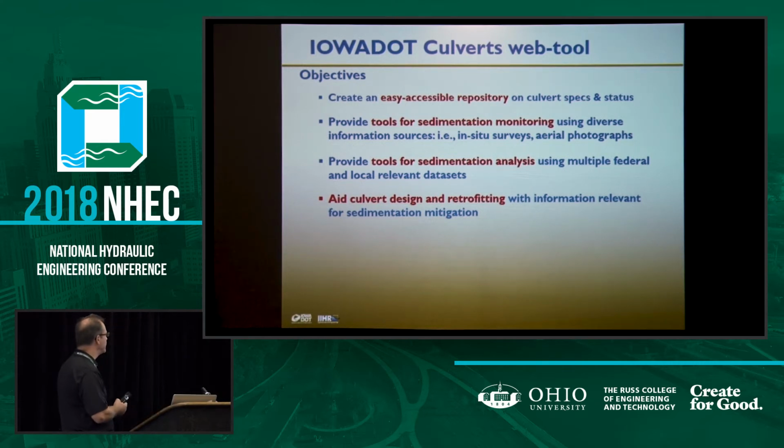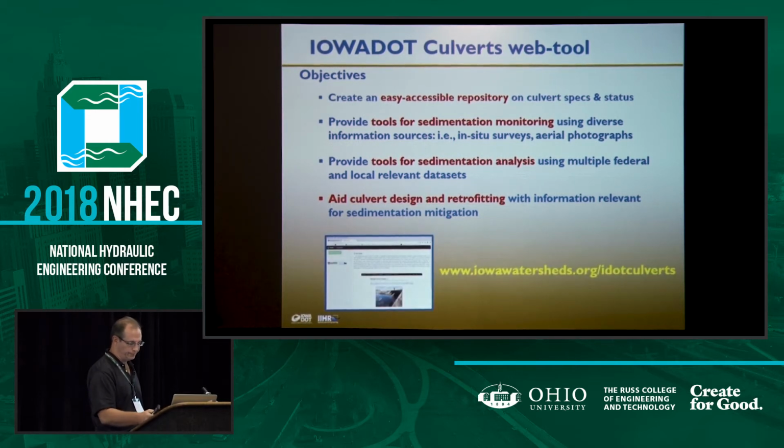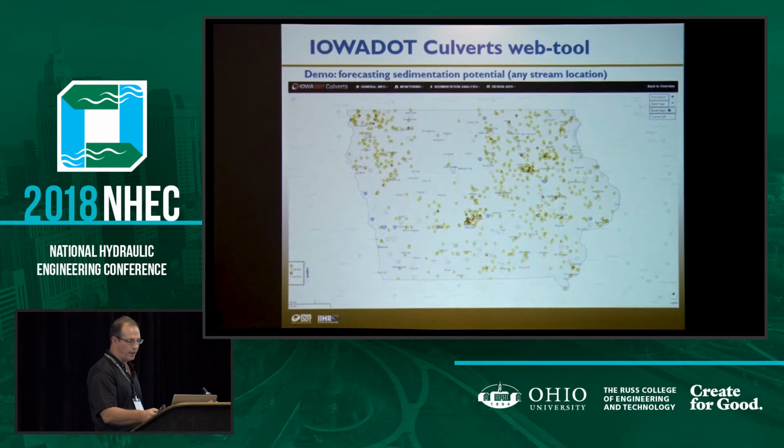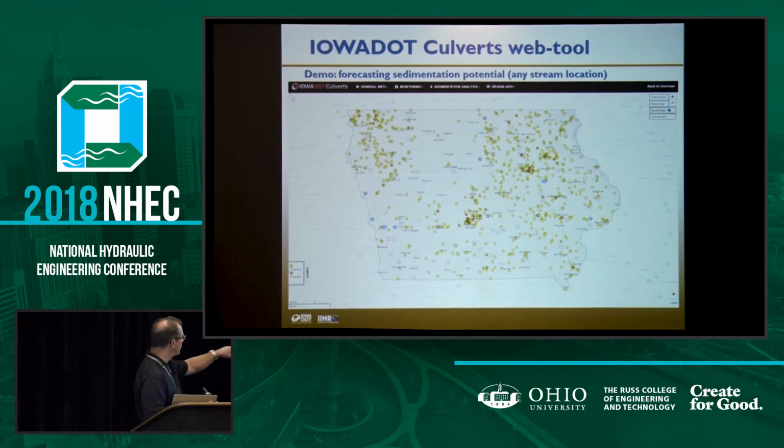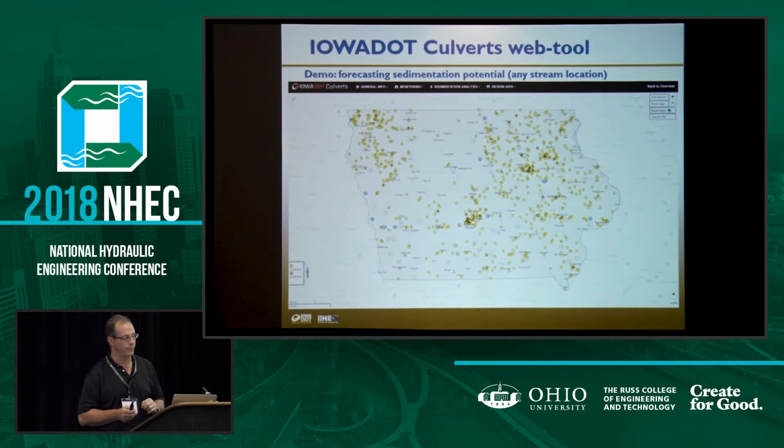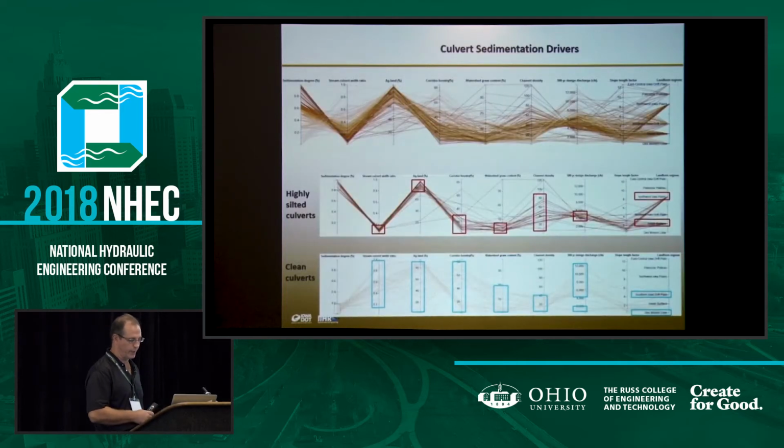And it can help aid in the design and retrofitting. So what this tool can do, and there's the website, what this tool can do is forecast anywhere in the state of Iowa what the sediment potential is for a multi-barrel culvert. So I can click anywhere on the state of Iowa map where there's a stream, and by giving it some information, it will tell me what the sediment potential is for a site.